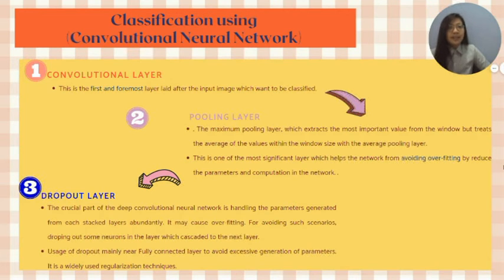And the third layer is the dropout layer. The crucial part of a deep convolutional neural network is handling the parameters generated from each stacked layer abundantly. It can cause overfitting. To avoid such a scenario, some neurons in the layer which cascade to the next layer are dropped out. So dropout is mainly used near the fully connected layer to avoid the excessive generation of parameters, and it is widely used as a regularization technique.